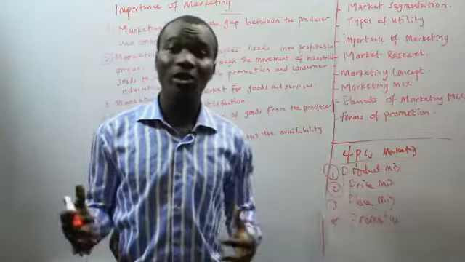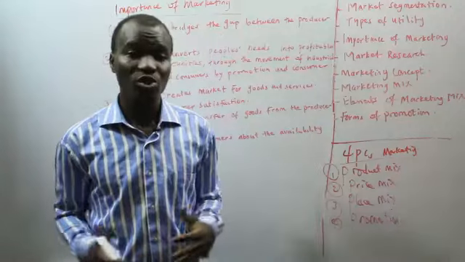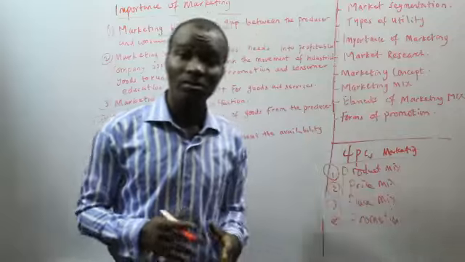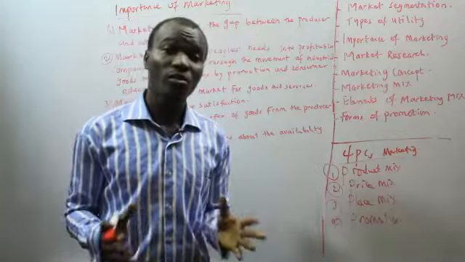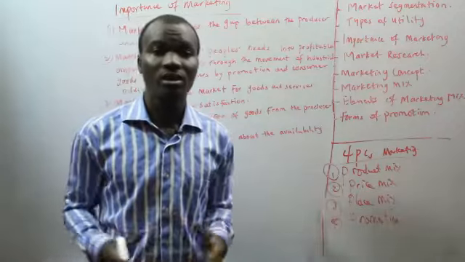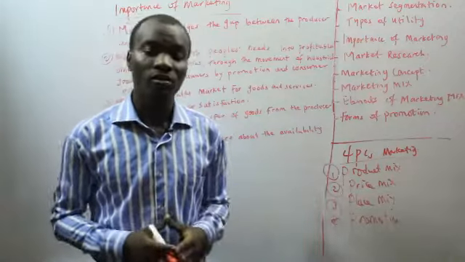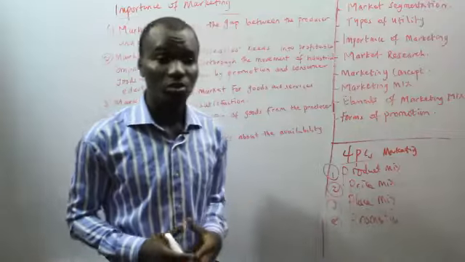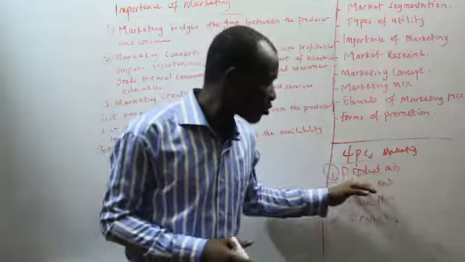Industrial products are made to be used by industries to produce other goods. So industrial products are used by organizations or some form of industries to make another form of goods. They are used in the process of production. So this is all about product mix.